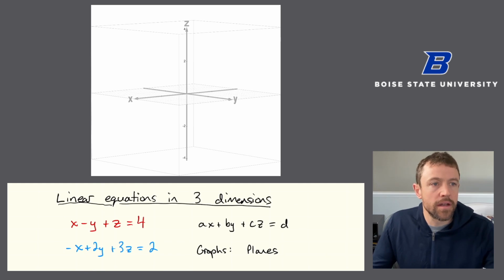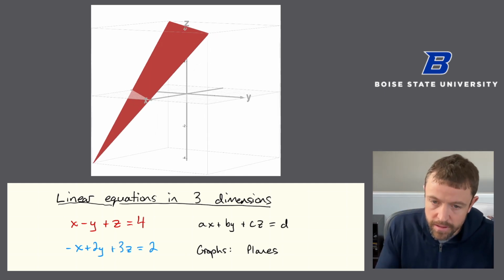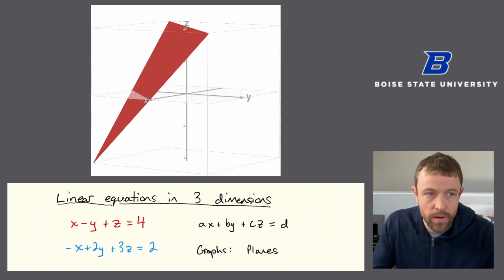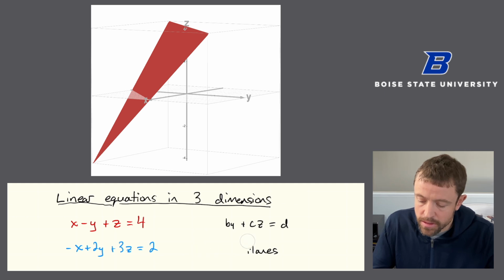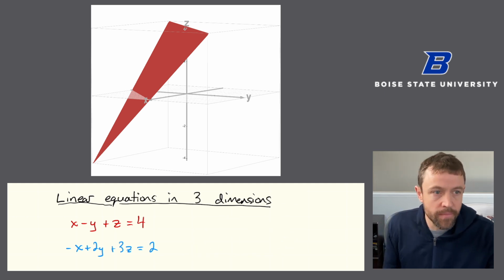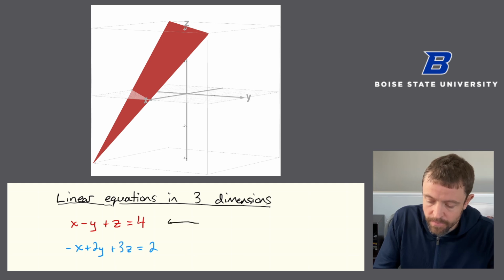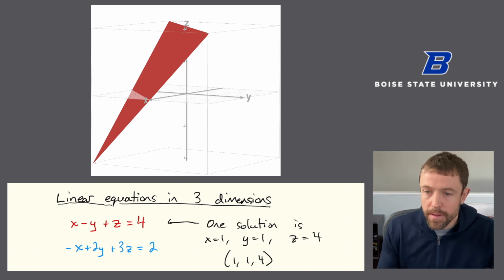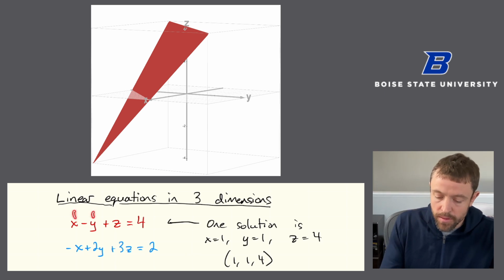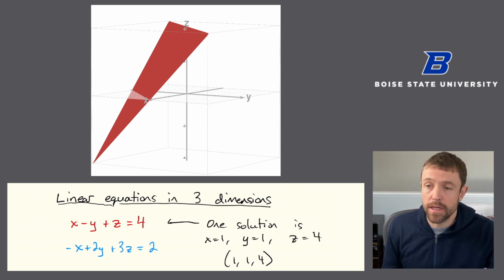That is, if I look at this plane here, this x minus y plus z equals 4, and I'm thinking of this equation and I want to know its solutions, one solution is (1, 1, 4). Point (1, 1, 4), because if I plug in x equals 1, y equals 1, and z equals 4, I end up with an equation that's true.